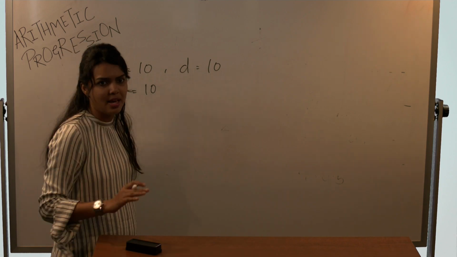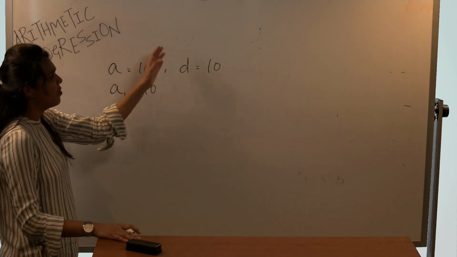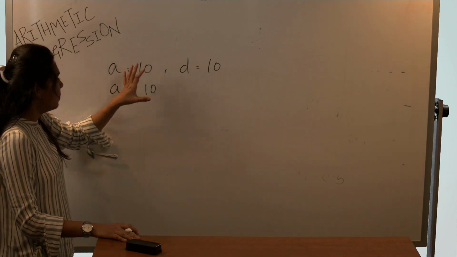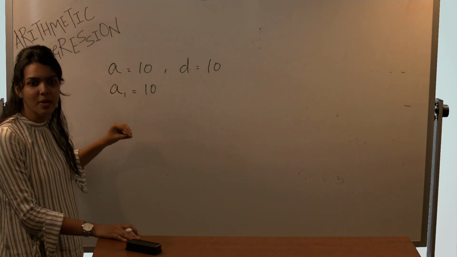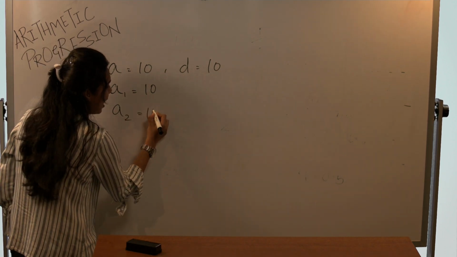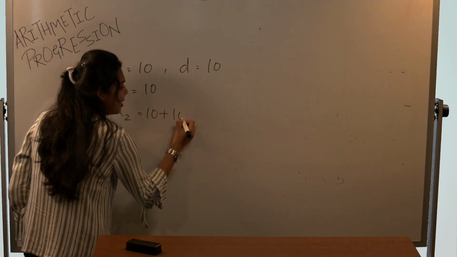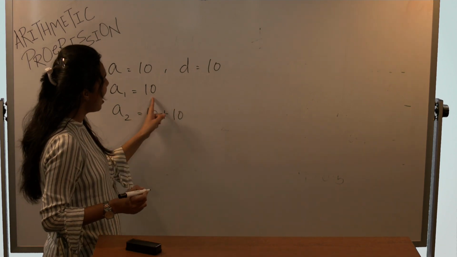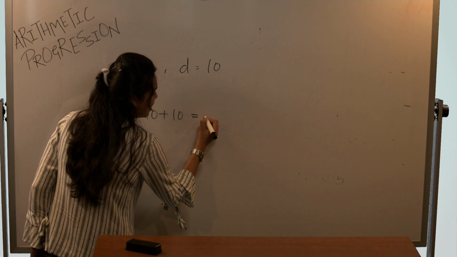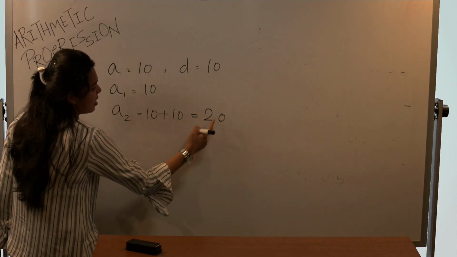Common difference is 10. So you will easily say 10, 20, 30, 40, 50, and so on. Yes, you are very clever. But now we have to write to get marks. So second term, A2 is equal to 10 plus 10. Can I say the difference should be added to the preceding term to get the next term? So 10 plus 10 is 20. So A2 is equal to 20.